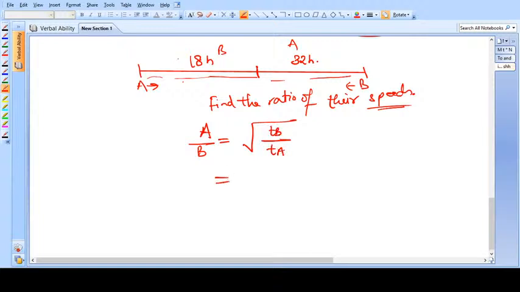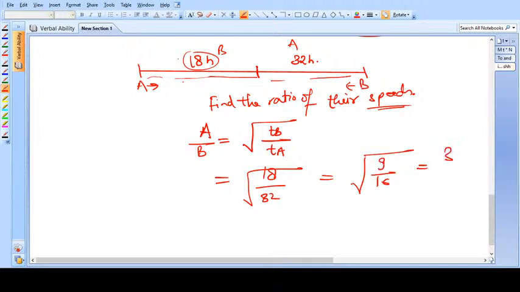So TB was what? TB was 18 hours and TA was 32 hours. So this will be the root. We will cut it out. This will cancel out, right? And 3 by 4 will be the required ratio.